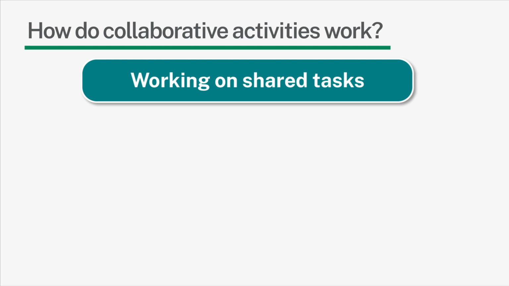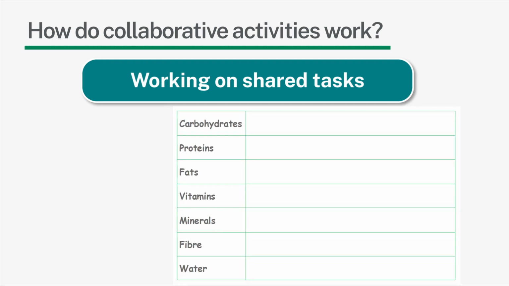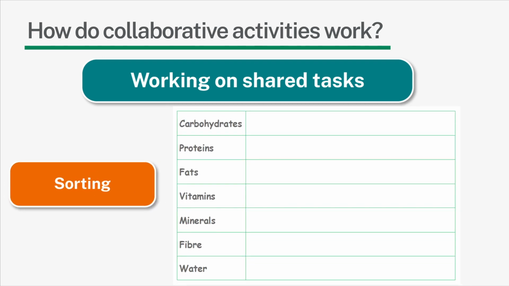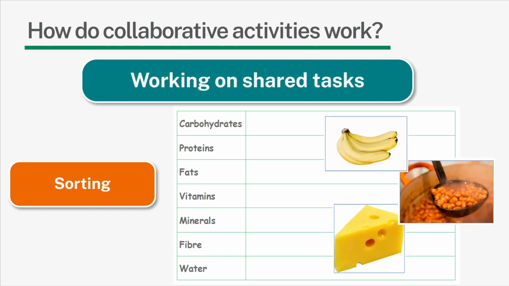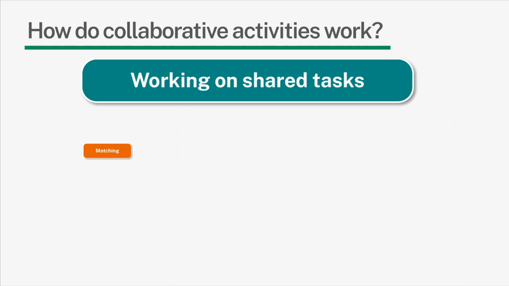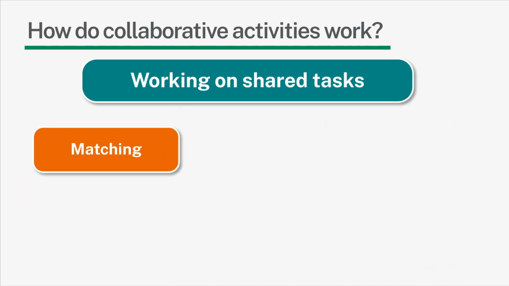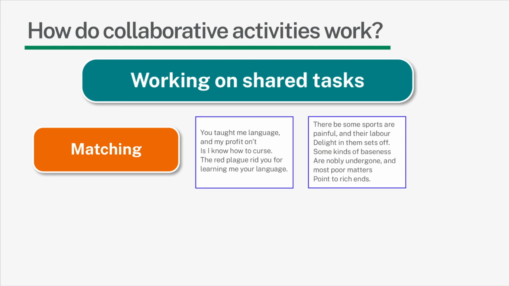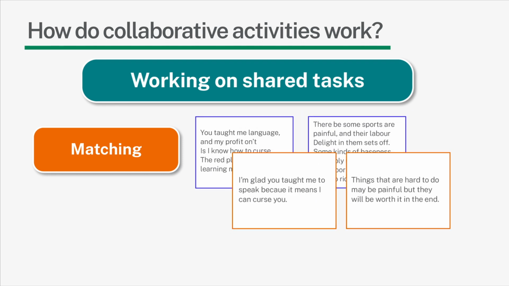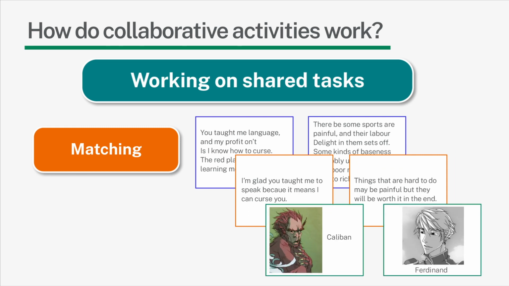Learners can also work on shared tasks. Here they'd work on sorting different types of nutrient categories. This could be in a pair or a larger group. The same could be done in matching tasks. Here, in an activity from the Bell Foundation's EAL resources, pairs or groups work together to match cards with quotes from Shakespeare's The Tempest to their meanings and the characters whose lines they are in the play.